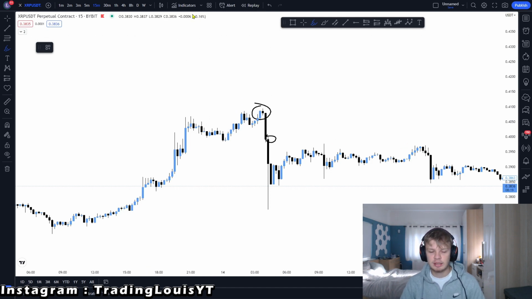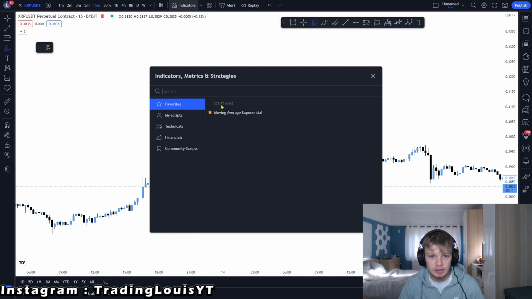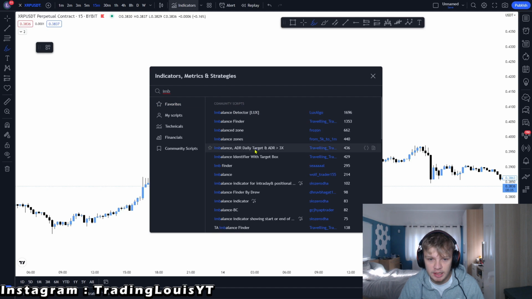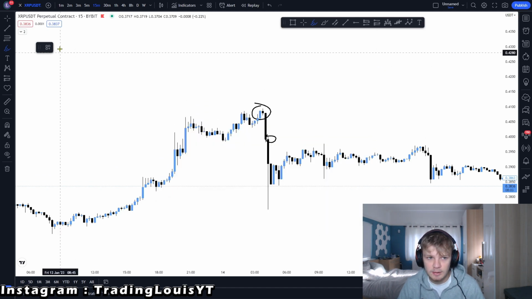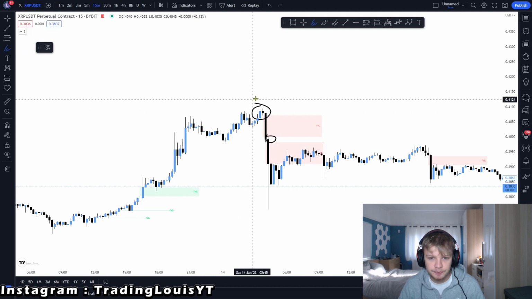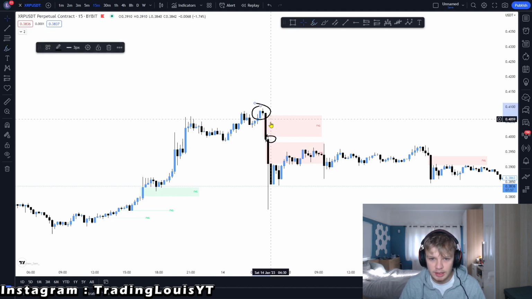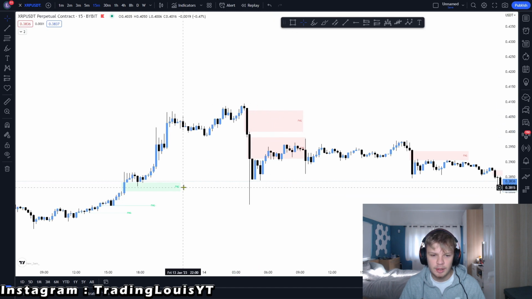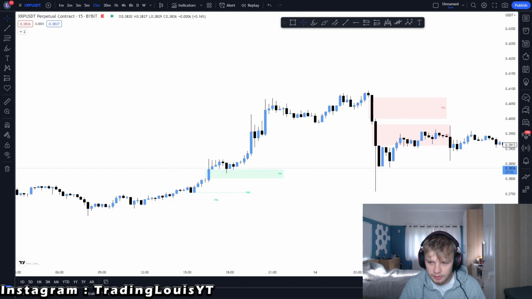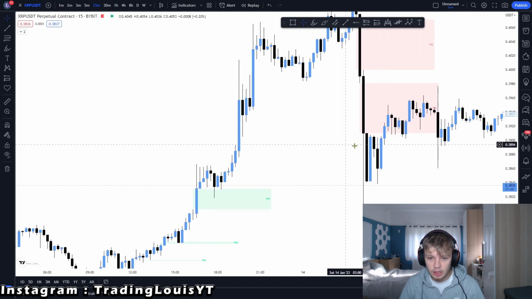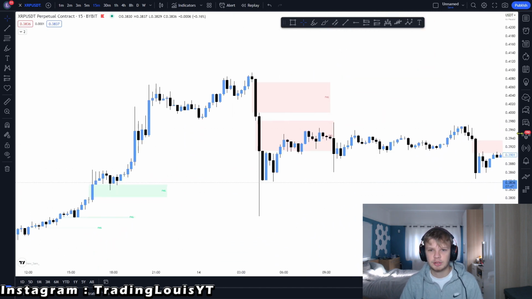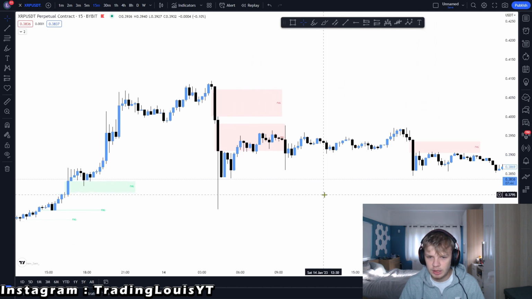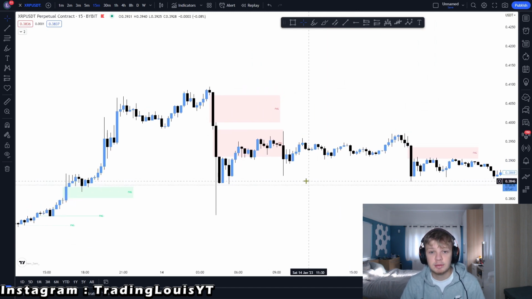If you're new to trading fair value gaps, trading imbalances, then you can just go to indicators. You can search IMB, which stands for imbalance, and then add an imbalance indicator. Then it will look something like this. So that was a bearish fair value gap, and over here is a bullish fair value gap. These occur a lot in the market, pretty much most candles have a fair value gap that needs to be filled.